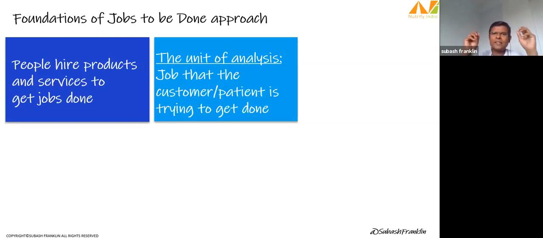The second is that the unit of analysis is what the customer is trying to get done. I've worked for a very long time in marketing consulting, and the entire focus was on the product or the service. But in jobs to be done, the focus is on what the customer is trying to get done. What is the job the customer is trying to do? Once you map out that process very clearly, then you go back and tweak the product to enable the job to be done very easily, without any difficulty.